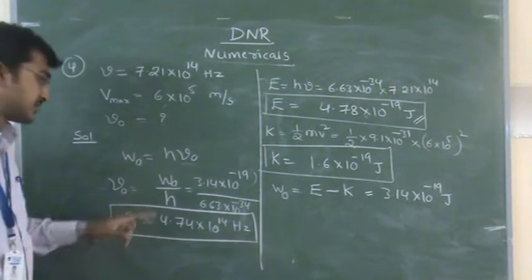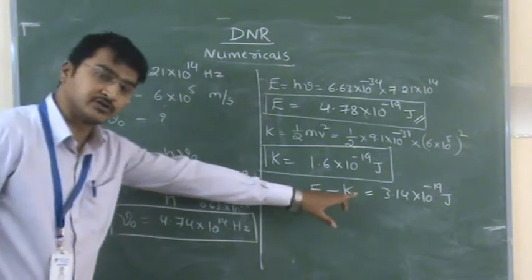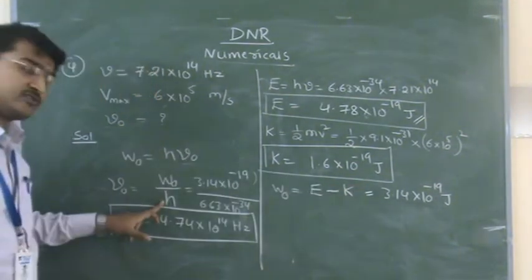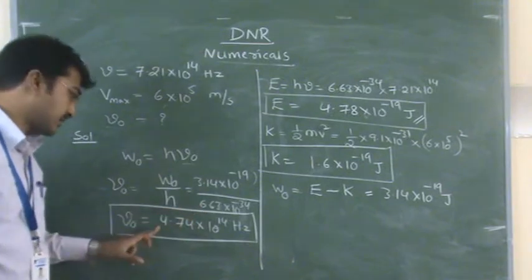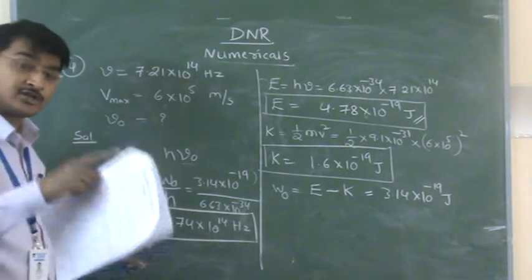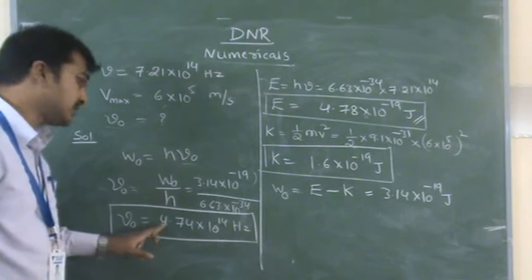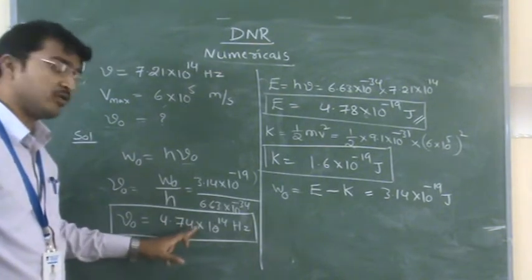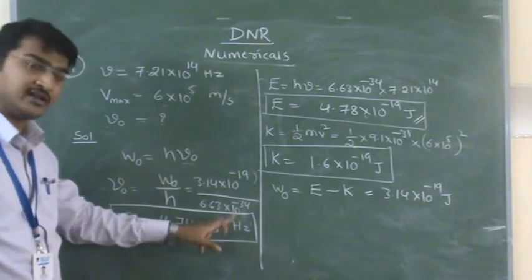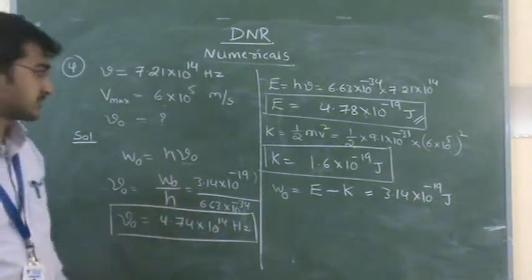The threshold frequency, by substituting the W naught value which we got and h value, the Planck constant that is fixed. So by substituting you will get the threshold frequency of the given metal is 4.74 into 10 to the power of 14 Hz. Okay, so please make a note of it.